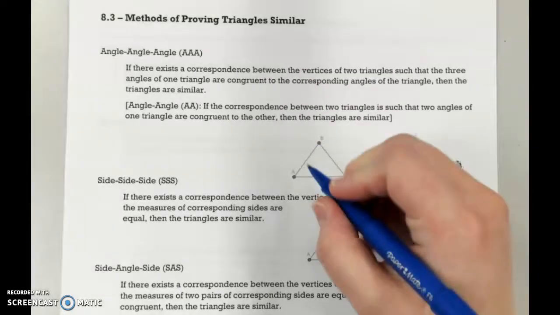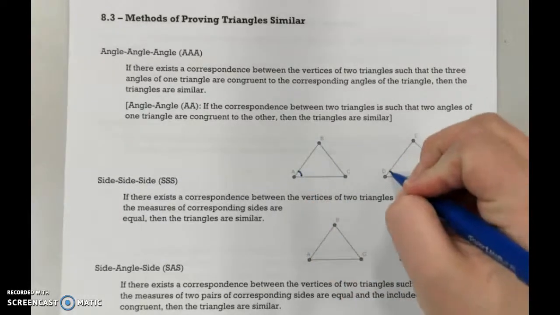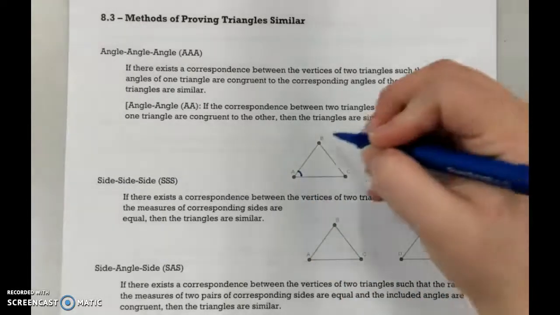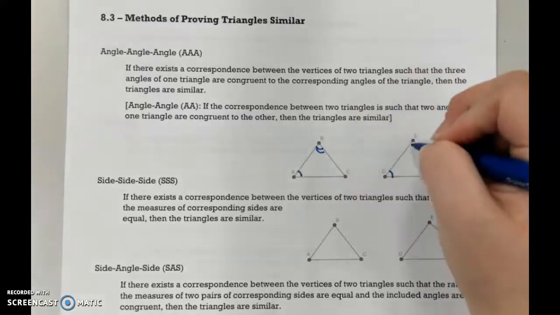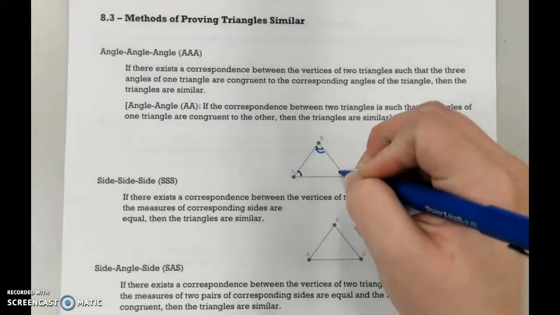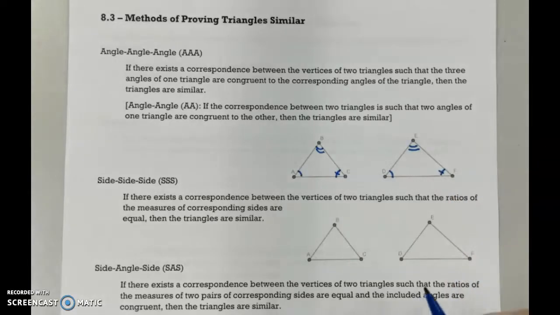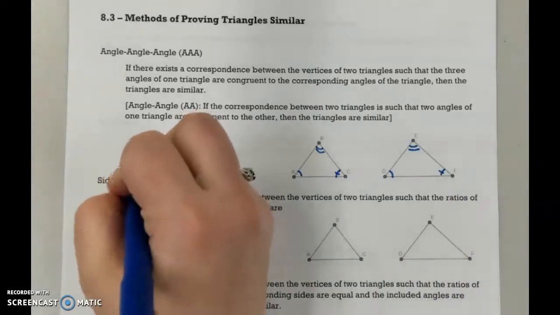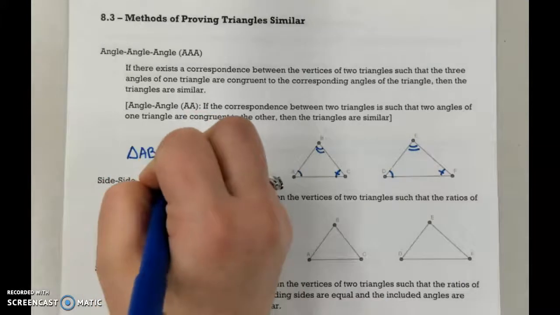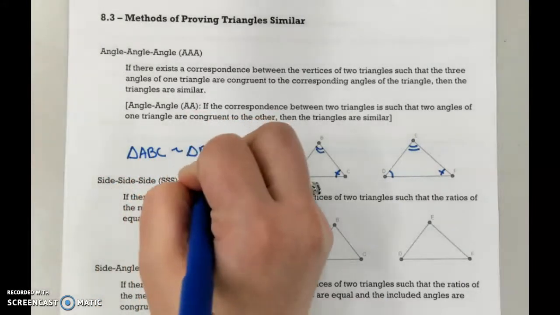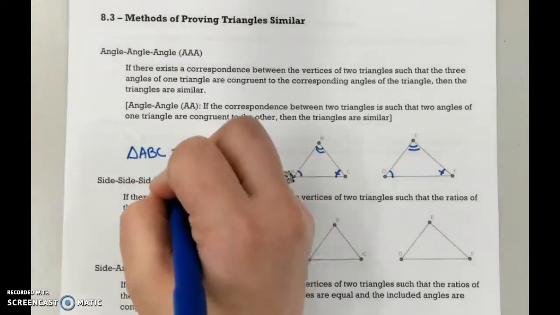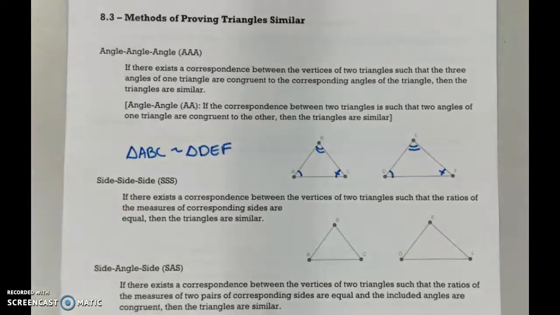So if angle A was congruent to angle D, angle B was congruent to angle E, and angle C was congruent to angle F, I could say that triangle ABC is congruent to triangle DEF. Sorry, not congruent, similar. That little squiggly means similar to triangle DEF.